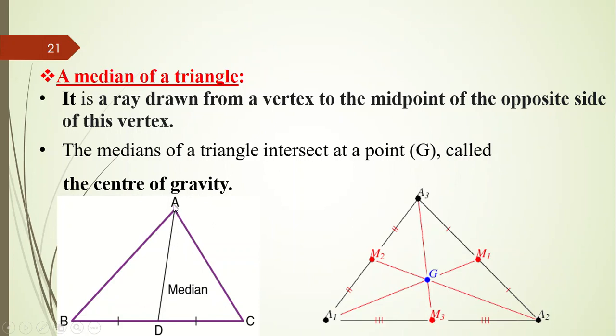if we want to draw a median issued from A, we look at the opposite side of A, which is BC. Okay, so we indicate the midpoint of BC, which is D, and simply we draw the ray AD. AD is the median of BC. And since D is the midpoint of BC, we have that BD equals DC. Okay, and in a triangle we can draw 3 medians.